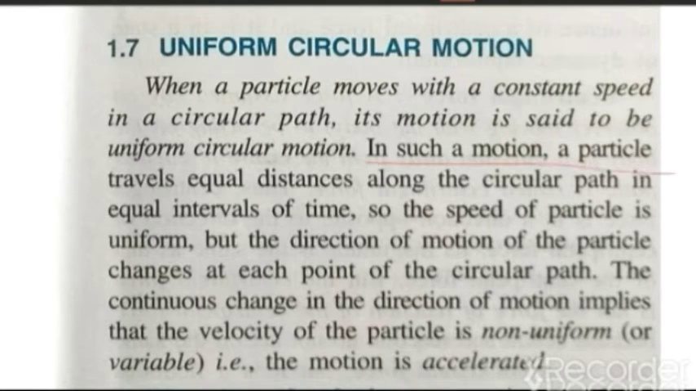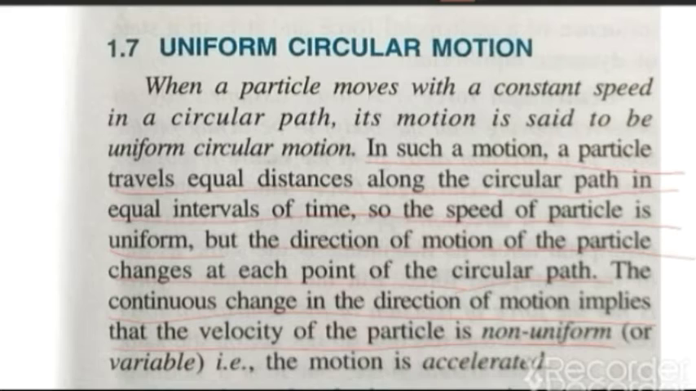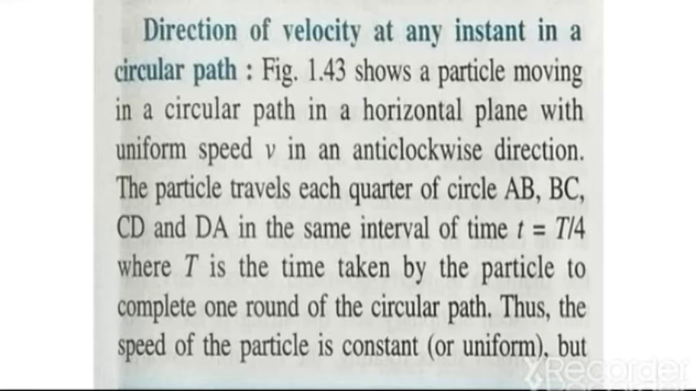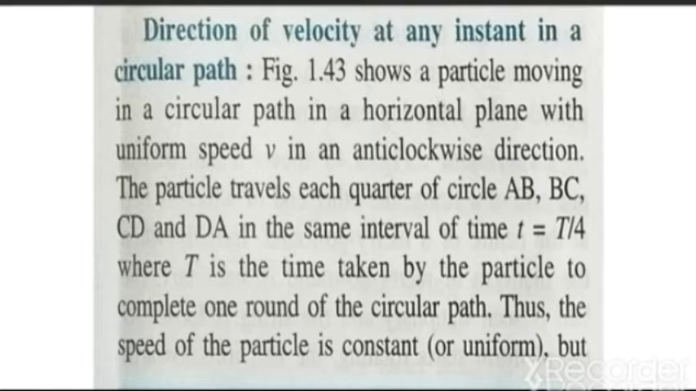In such a motion, a particle travels equal distances along the circular path in equal intervals of time. So, the speed of the particle is uniform, but the direction of motion of the particle changes at each point of the circular path. The continuous change in the direction of motion implies that the velocity of the particle is non-uniform, that is variable, and the motion is accelerated, means it has acceleration.